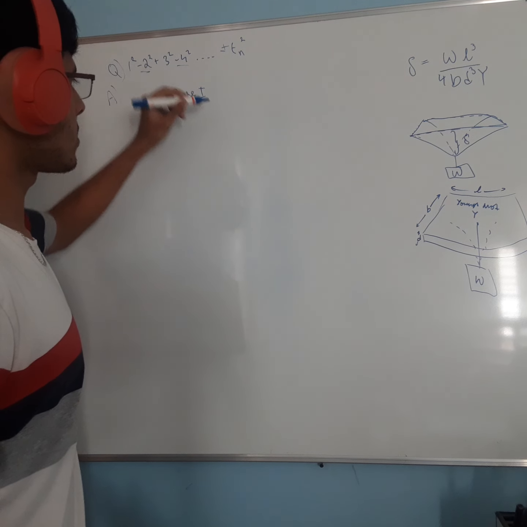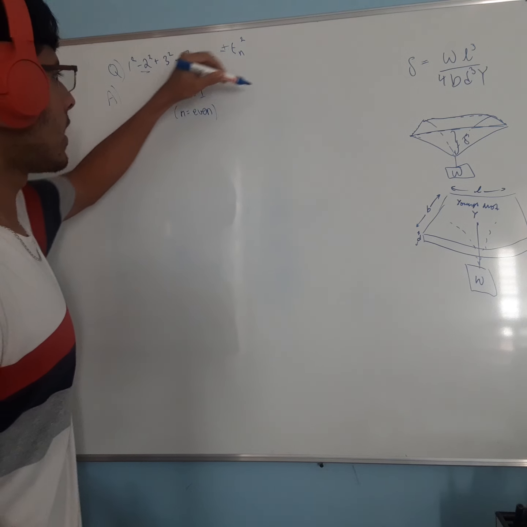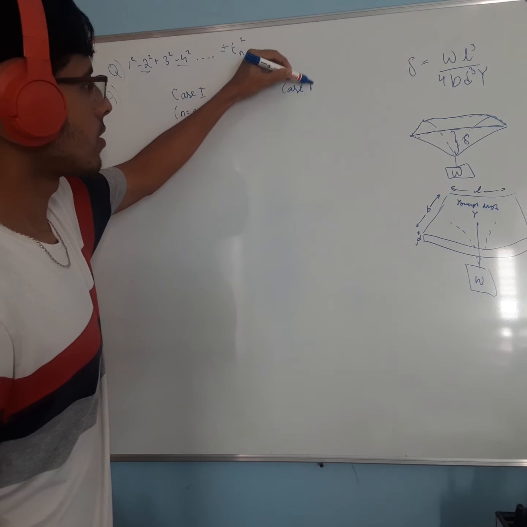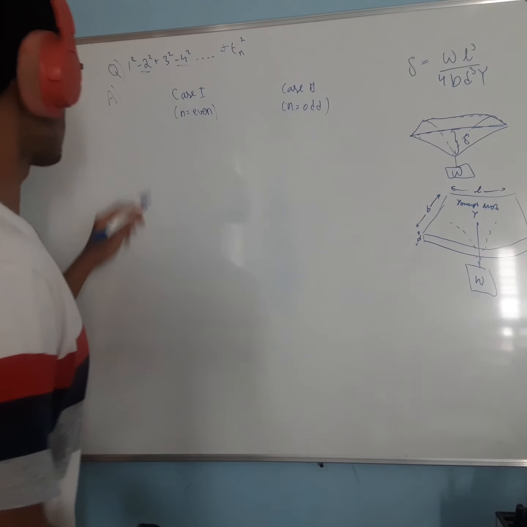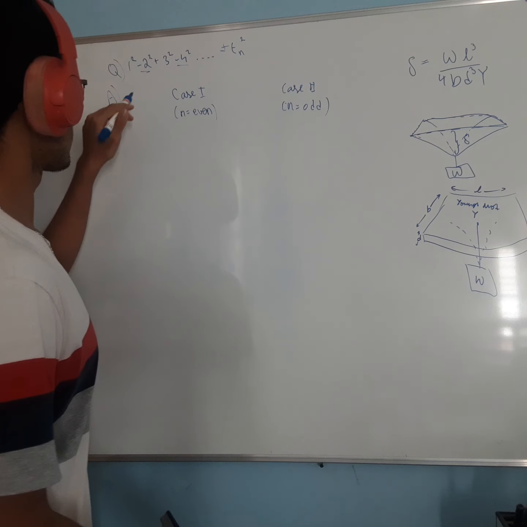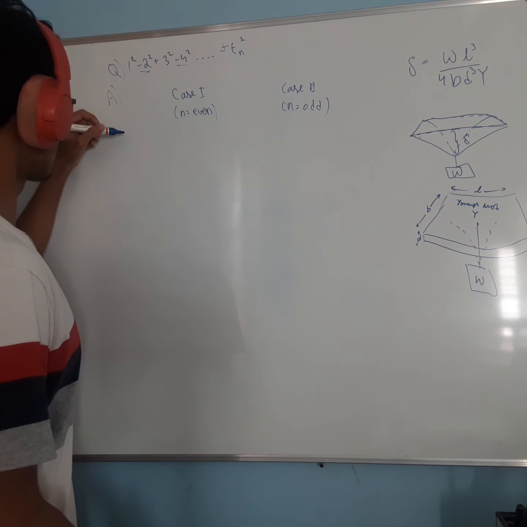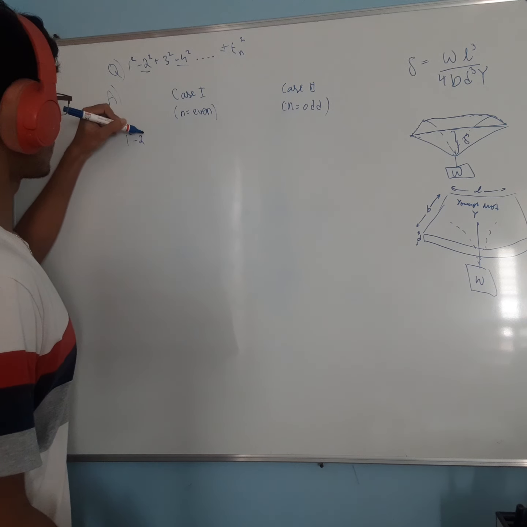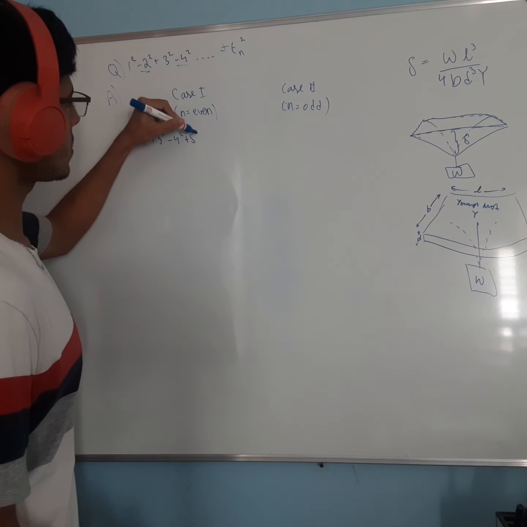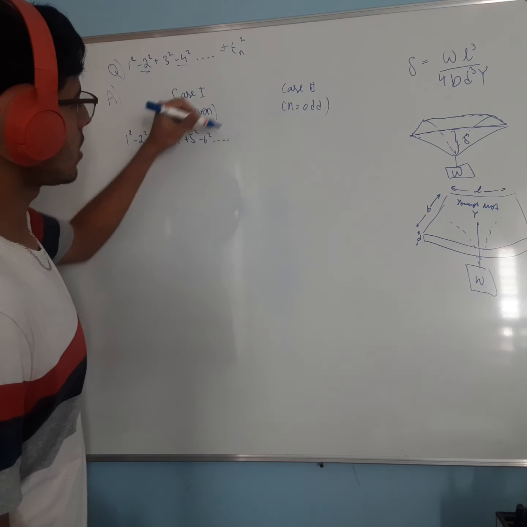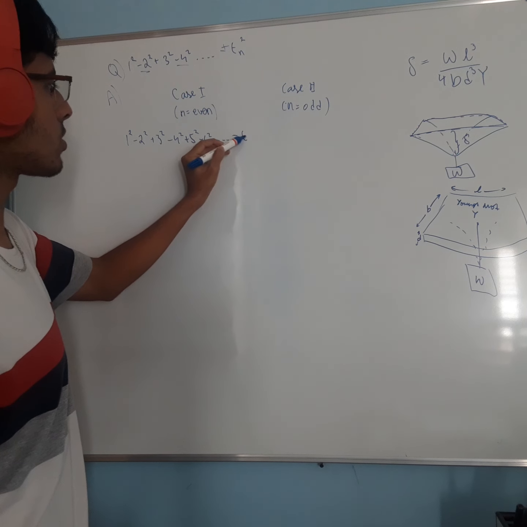Case 1 is where I'll be focusing on n equals even, and case 2 where n equals odd. So let's just move on with the first case. Let n just be any even number. So 1 square minus 2 square plus 3 square minus 4 square plus 5 square minus 6 square, and it's going to end up, since it's even, with a negative sign, minus tn square.